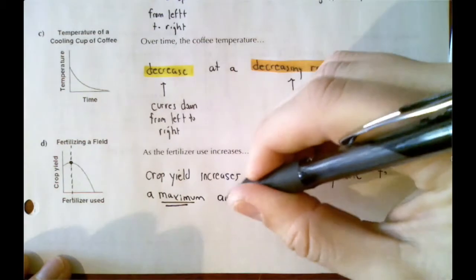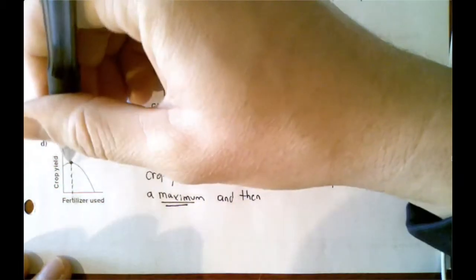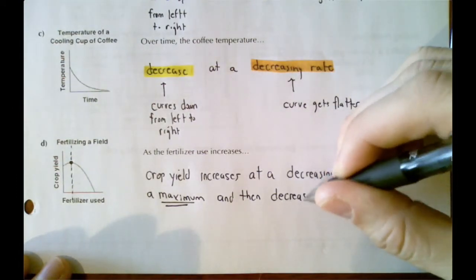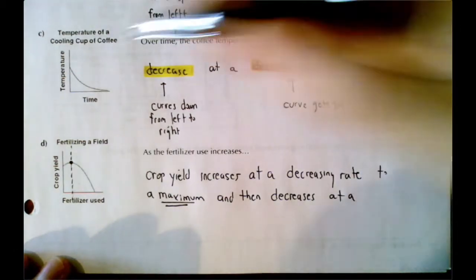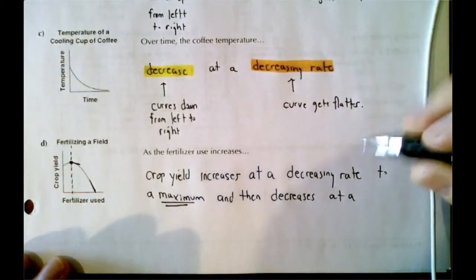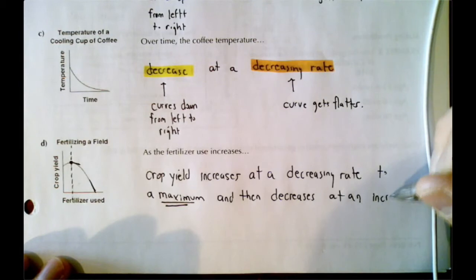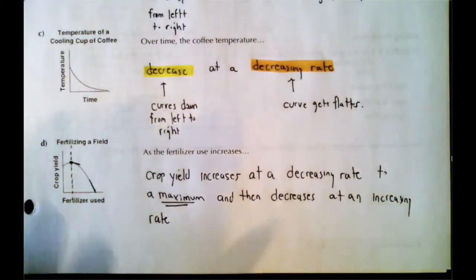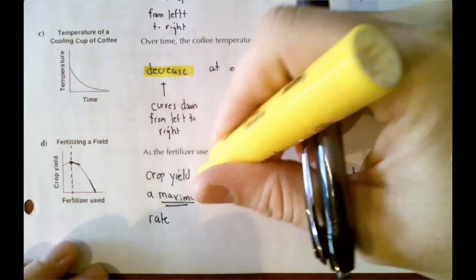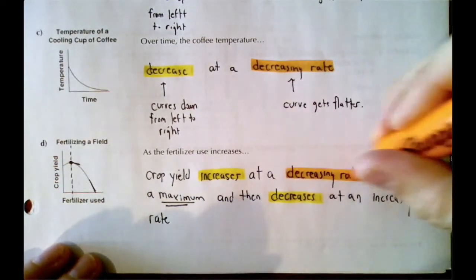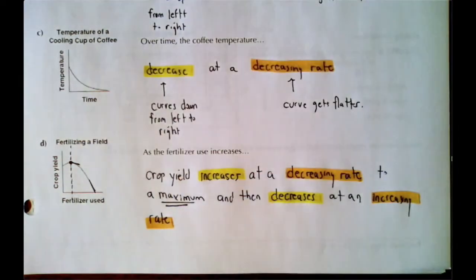And then, once it reaches the maximum, it decreases because we're curved down. And since our graph is flatter at the top and then steeper at the bottom, this is an increasing rate. So what do we got here? We've got increases and then decreases, and the rate is decreasing and then increasing. So there we have all four types of curves we could expect.